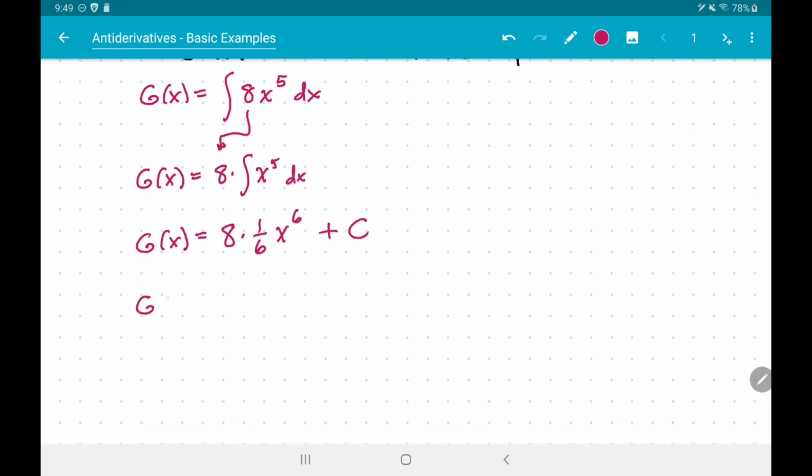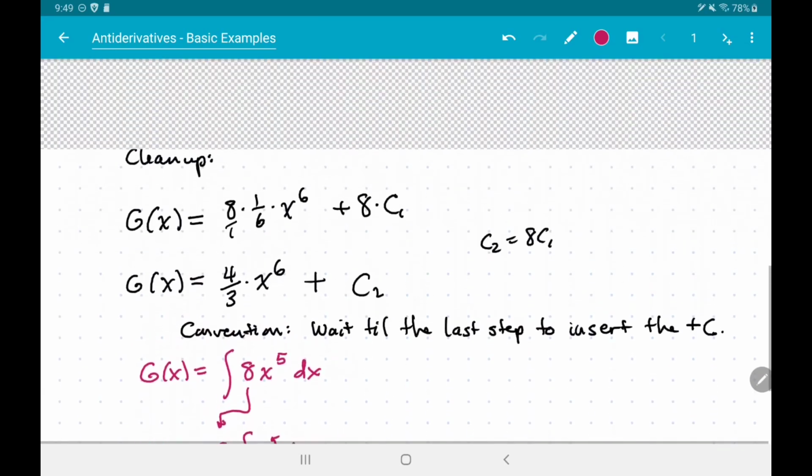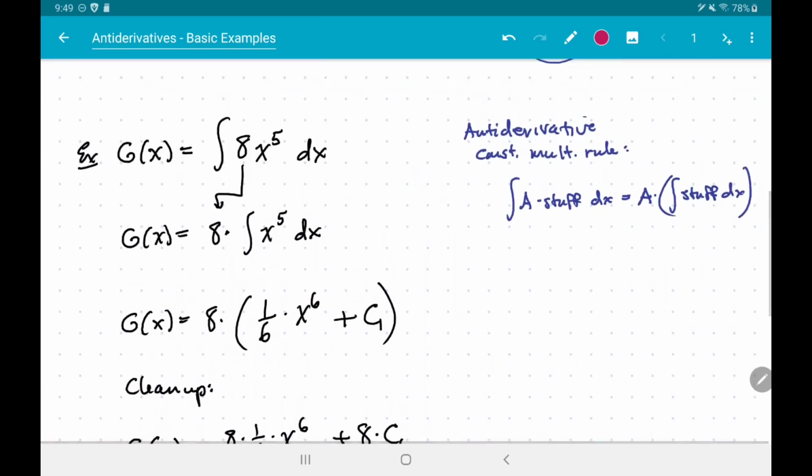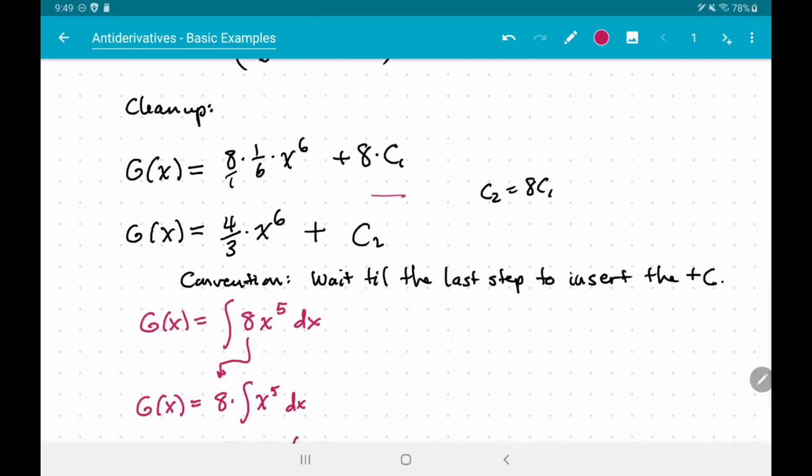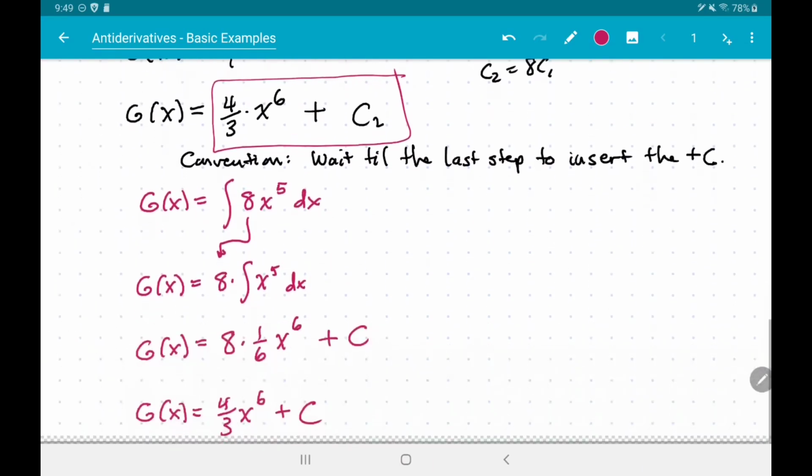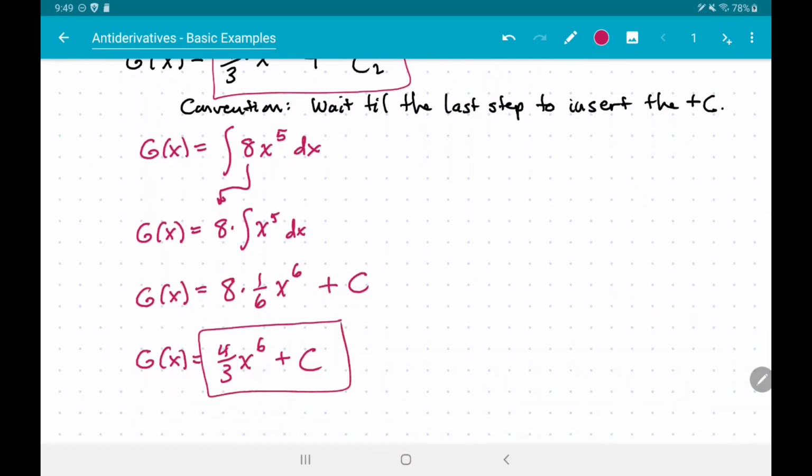So again, we end up with 4/3 x to the sixth plus c. And again, this is the answer that we are looking for. Here it is the way we did it the first time. And here it is again.